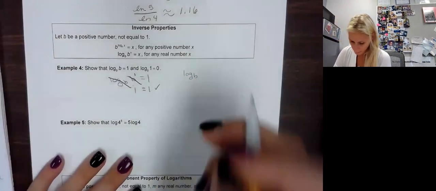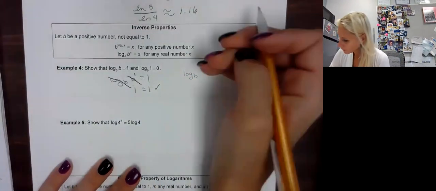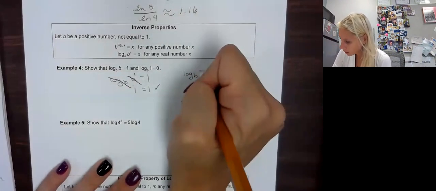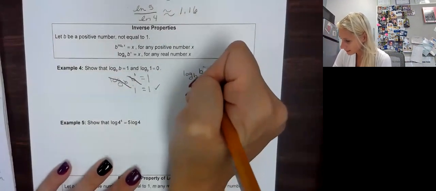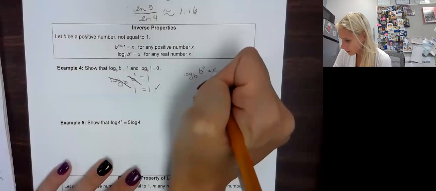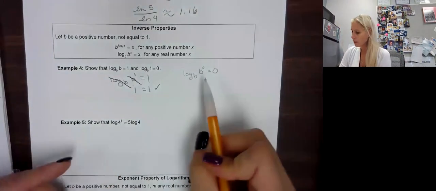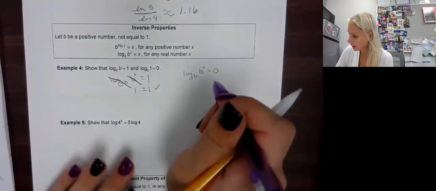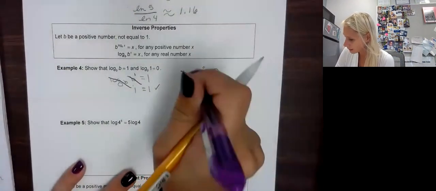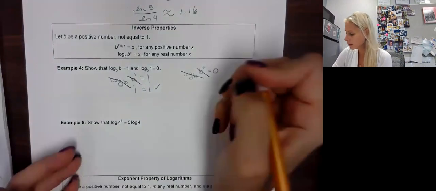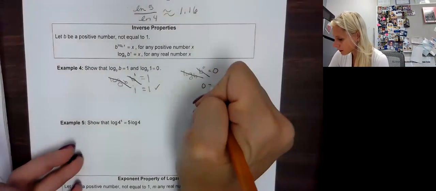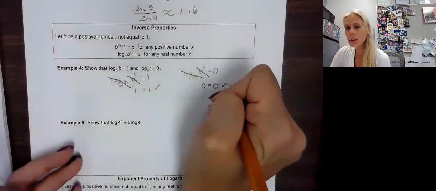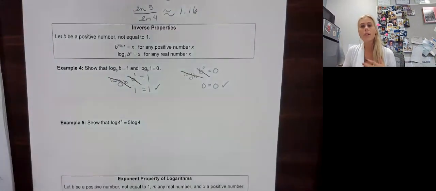Okay, now if we talk about log base b of 1, well, 1 is also the value of b to the 0. Okay, right? b to the 0 is the value of 1. And now I can explain it by inverse, that this log and this base cancel. So I get 0 equals 0. So this is just showing you how you can use the inverse of them to be able to solve, okay?